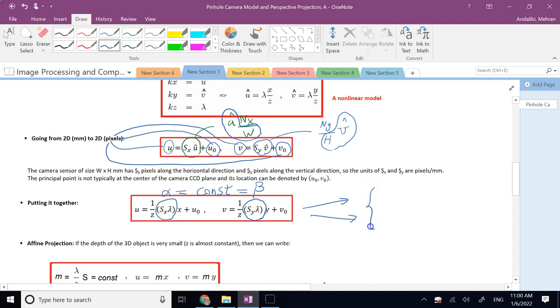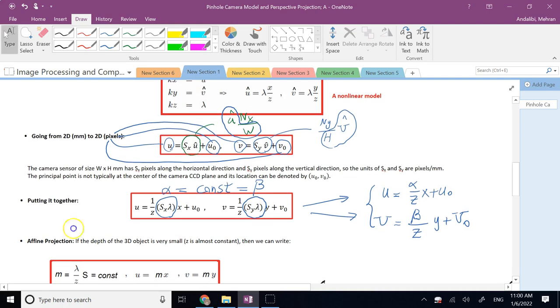So we can write our final equation like U equals 1 over Z alpha X, or alpha over Z if you want to call it, times X plus U naught, and V equals beta over Z times Y plus V naught. Again, nonlinear equations. And these are the final perspective projection model.